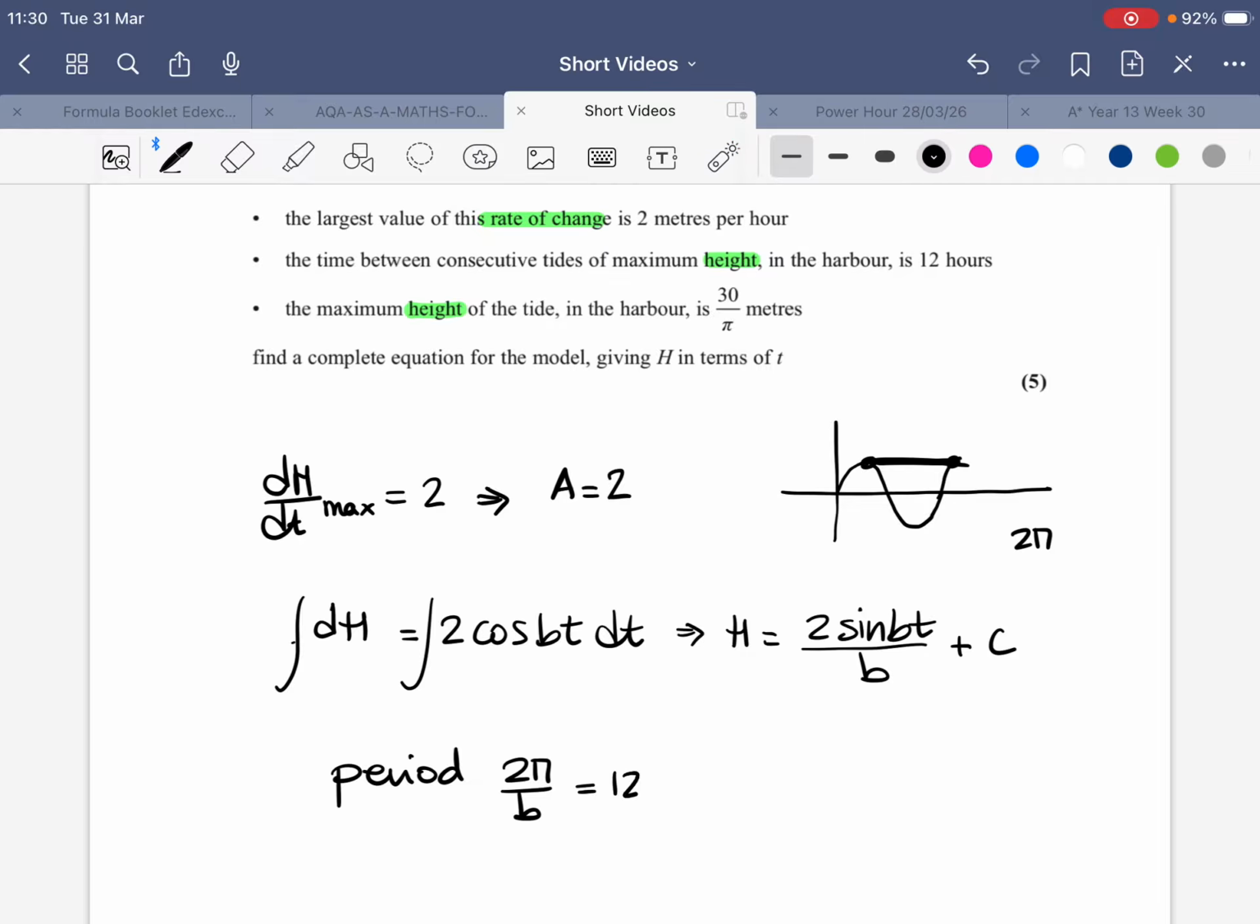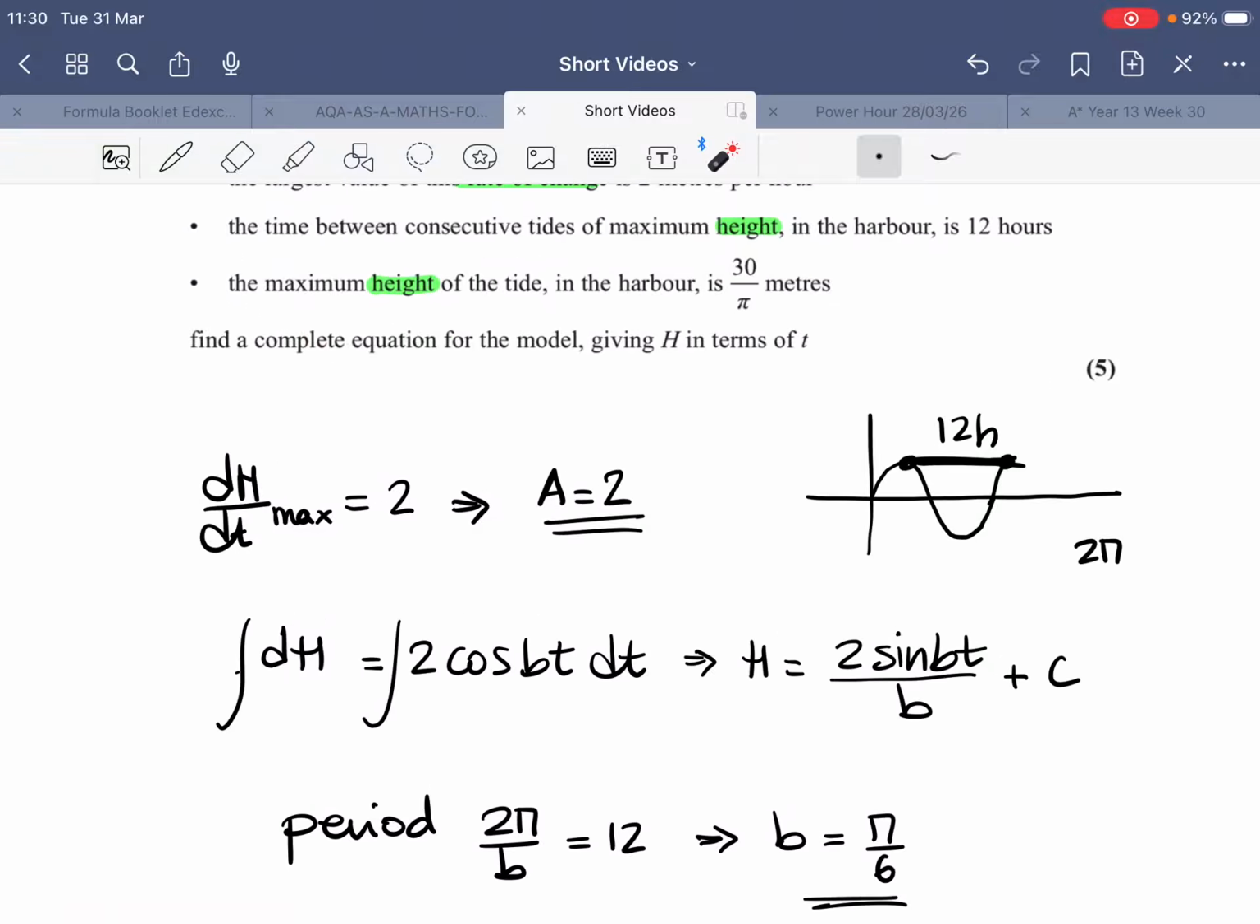And this, they say, is 12 because this is the distance between two maximums. So this is 12 hours. From here, we can deduce very quickly that b is pi over 6. So we have two of the constants, a and b, and we need to find c, so we have the complete model.